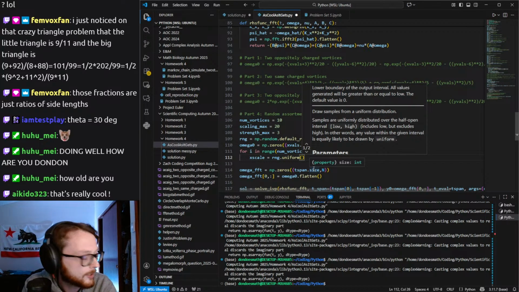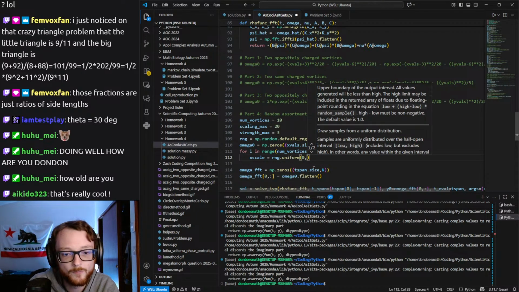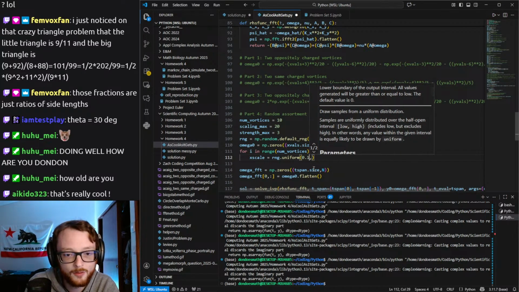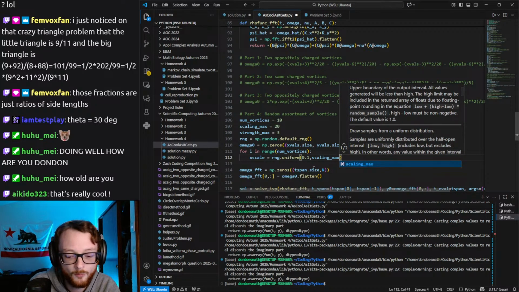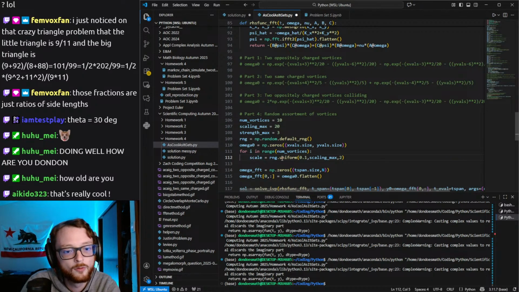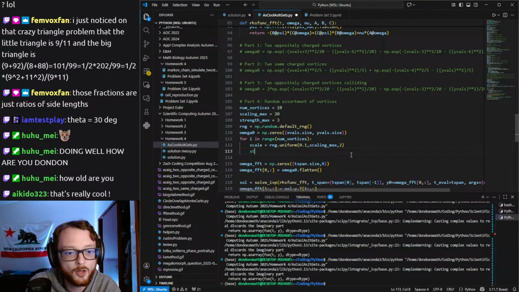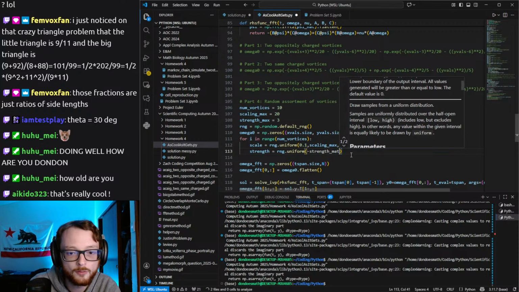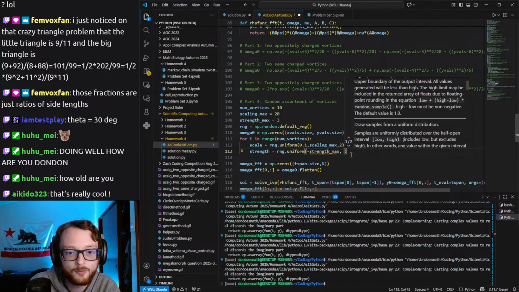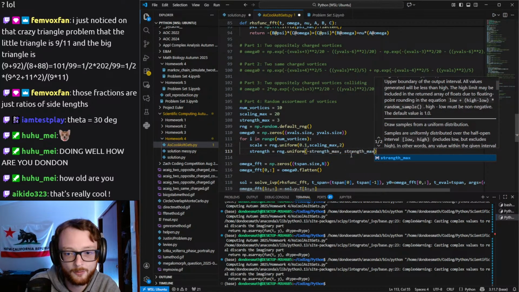So for x, the scaling for x, we want positive numbers. Let's say we don't want it to be tiny either, say like 0.1, up to scaling max. Well, I guess we actually want 2 of these, one for x, one for y. The strength can be positive or negative, so we want minus strength max to positive strength max, and just one is fine.